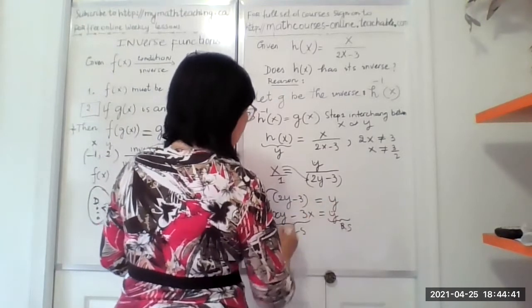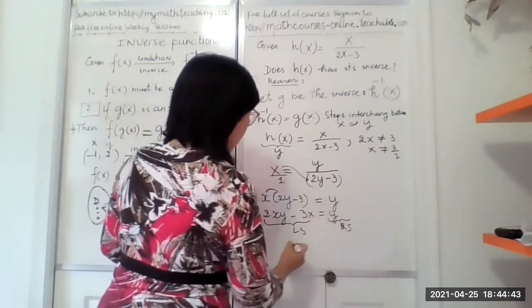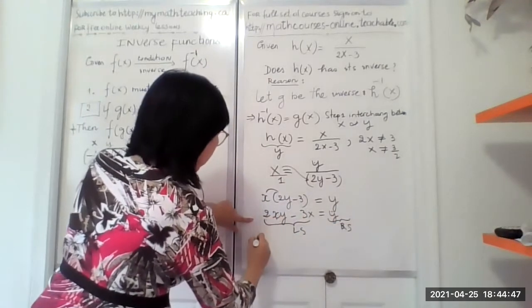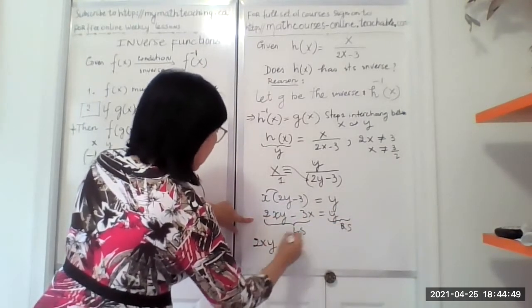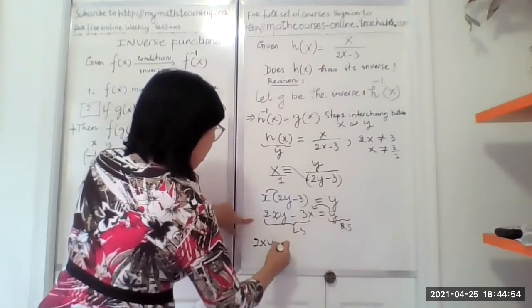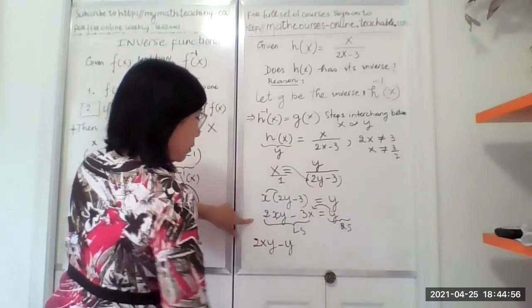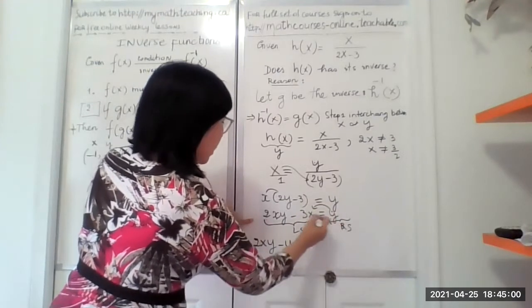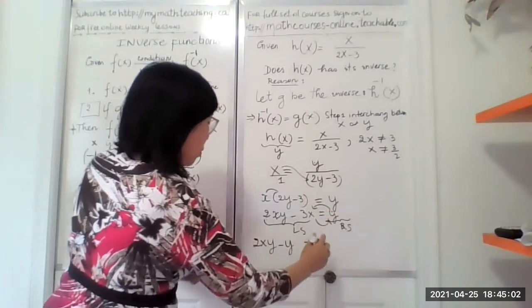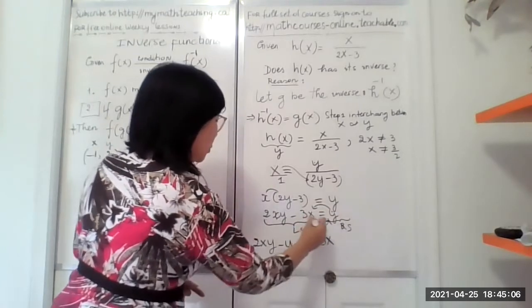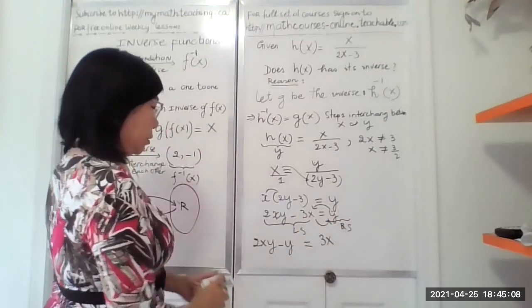Or I can bring this y over and bring the x over to the right-hand side. So let's do that. I'm going to copy 2xy down here, and bring the y over to the left. So positive will become negative when I bring it over. And the 3x here moves to the right, right? So I separate the x and y. So 3x will become positive when we move it to the right of the equation.